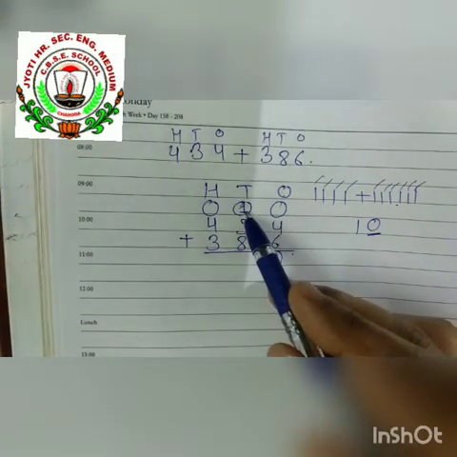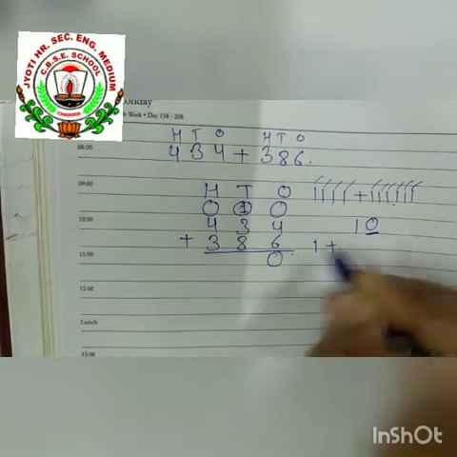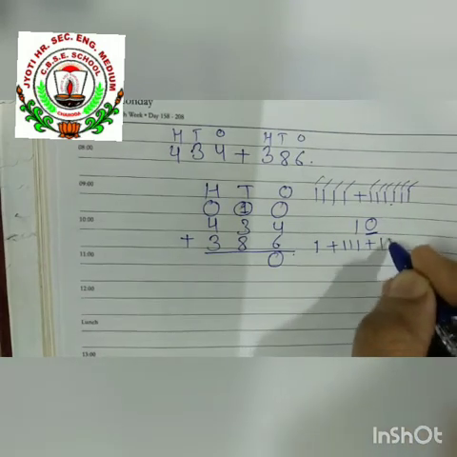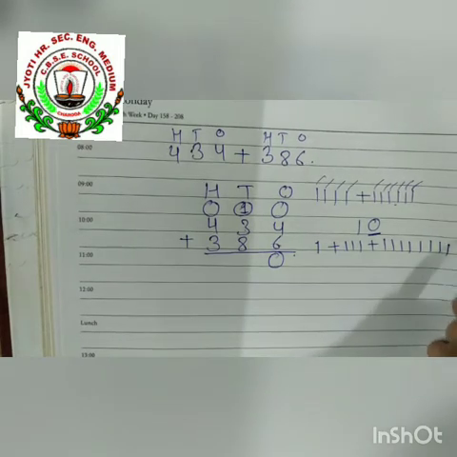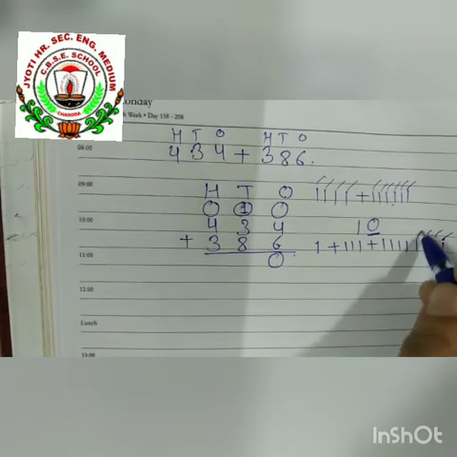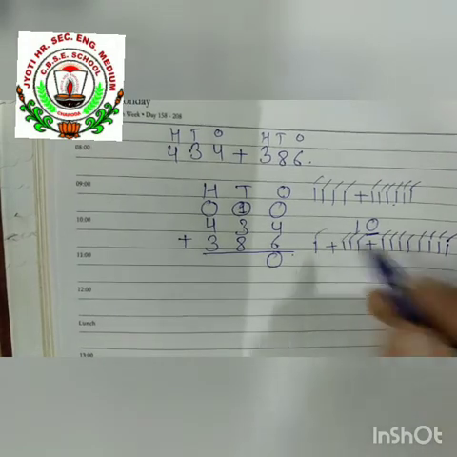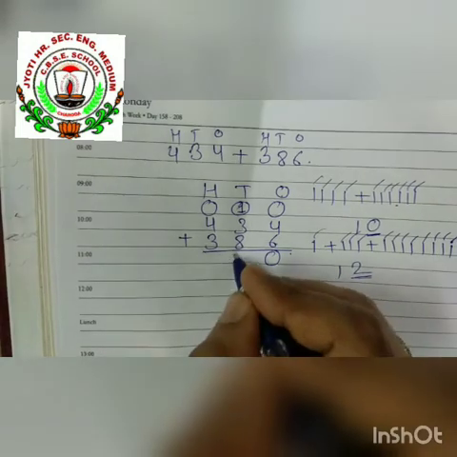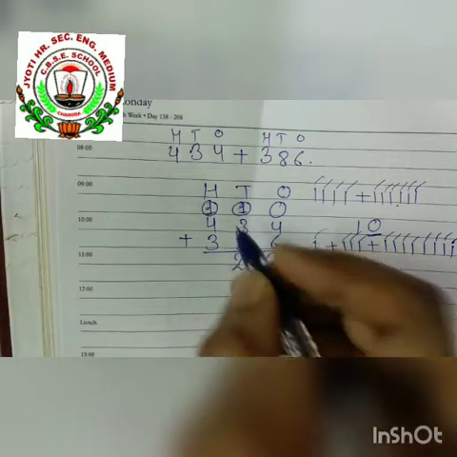Now in the tens place we have 1, 3 and 8. So we will add 1. Then we will draw 3 lines. 1 2 3. Then 8. 1 2 3 4 5 6 7 8. Now we will count the total: 1 2 3 4 5 6 7 8 9 10 11 12. We got 12. So the digit in the ones place is 2. So we will write 2 in the answer place, and 1 will be carried over.